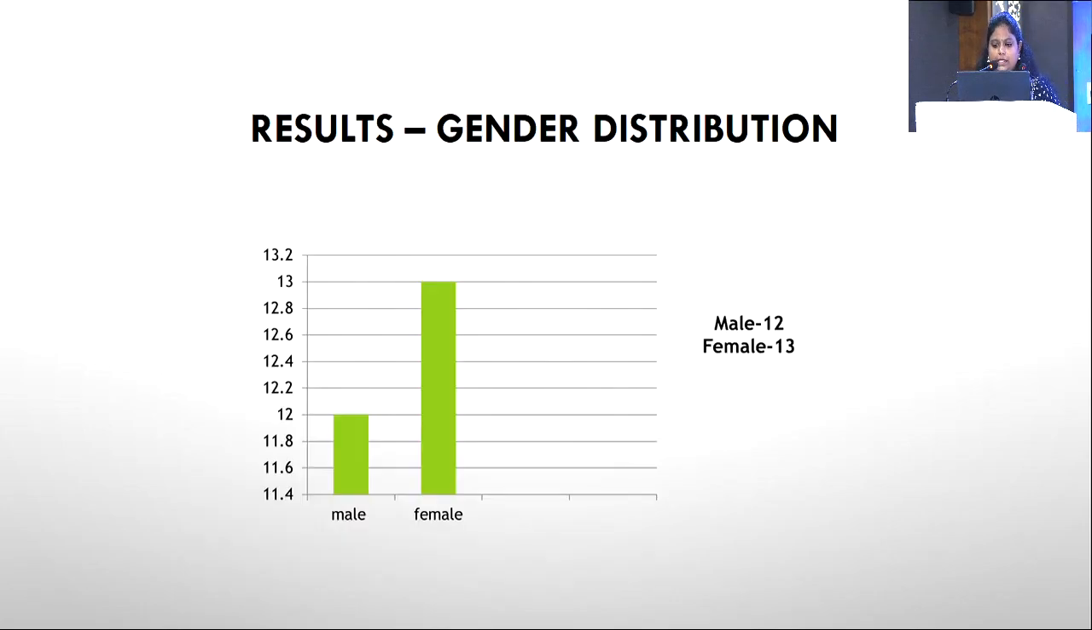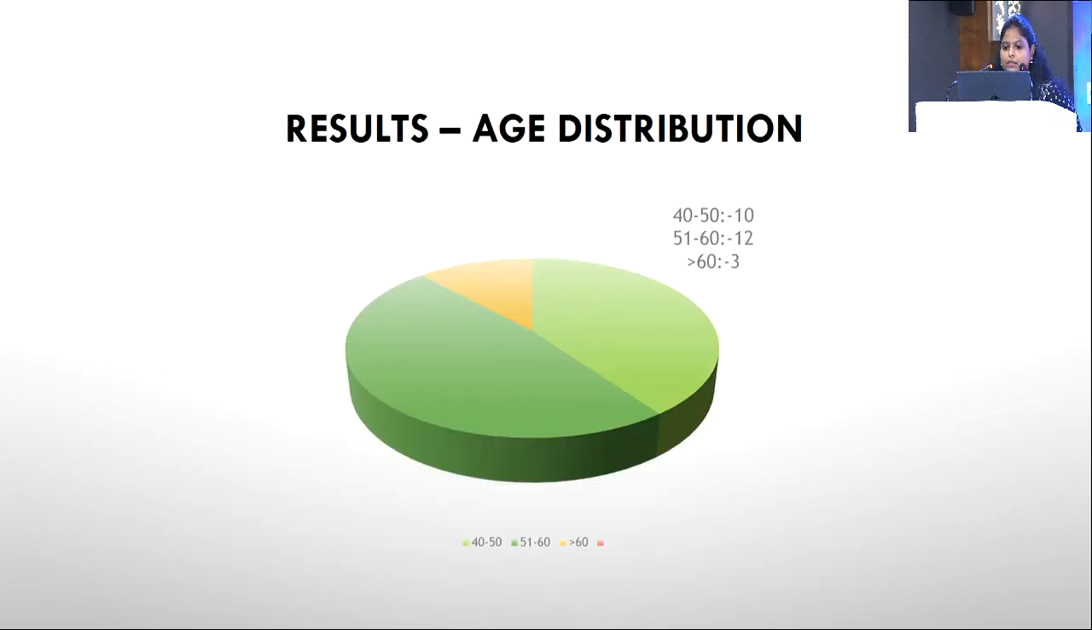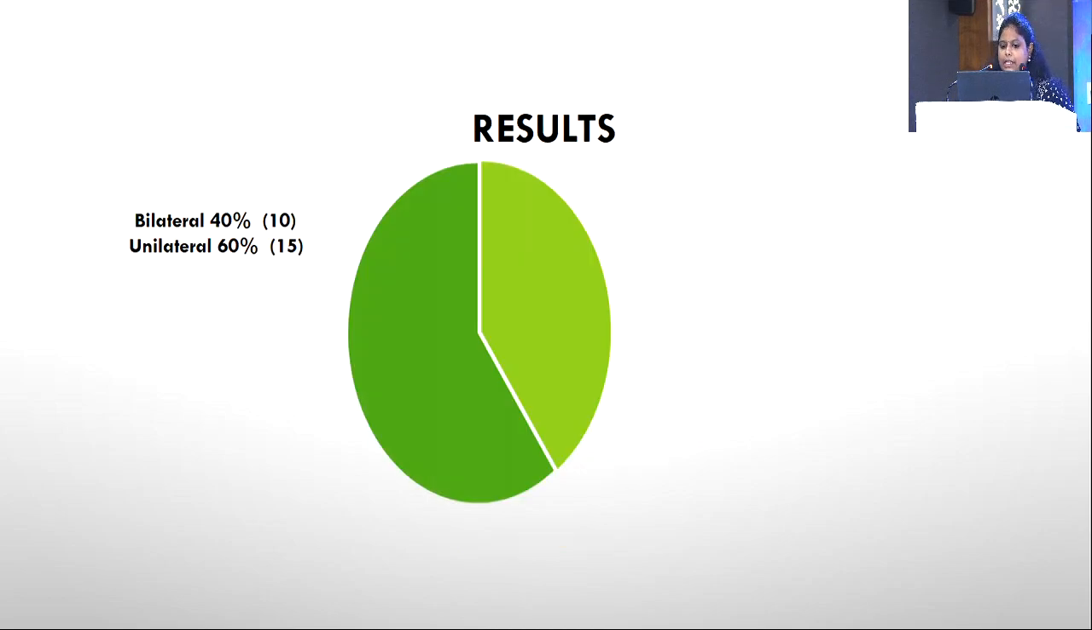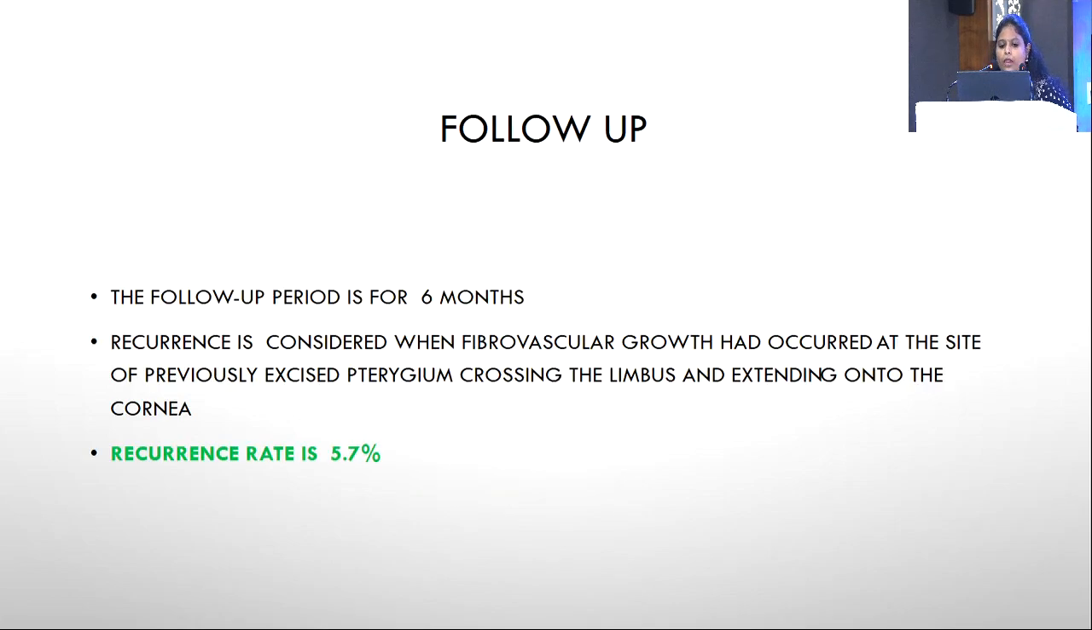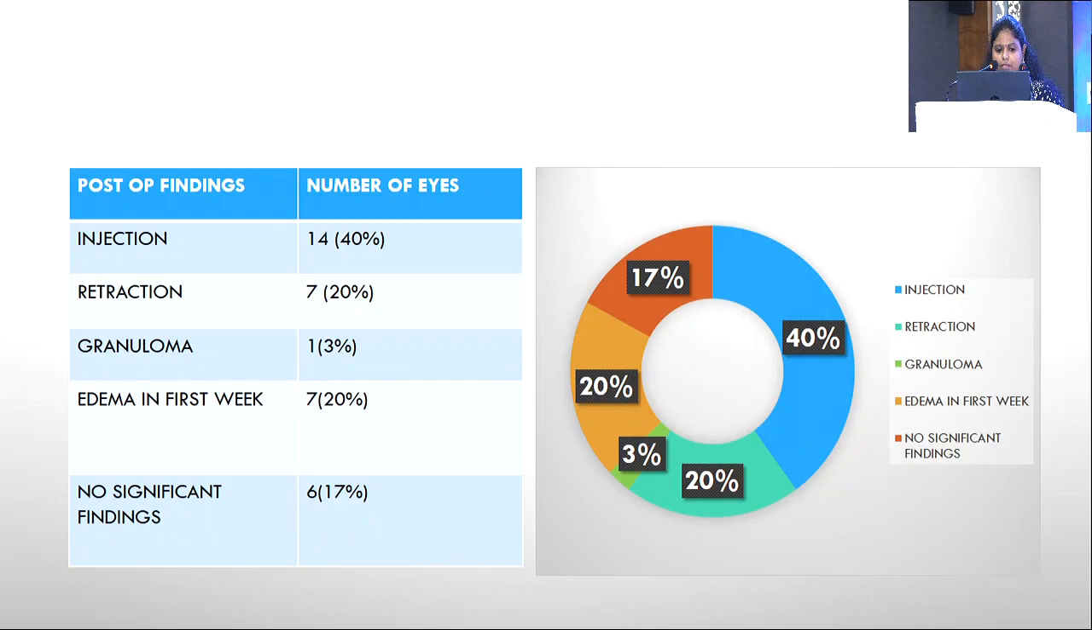And coming to the results, males were 12 and females were 13. In age distribution, 40 to 50 years were 10, 51 to 60 were 12, and more than 60 were 3. Bilateral was 40% and unilateral was 60%. The follow-up period was 6 months, and recurrence is considered when fibrovascular growth has occurred at the site of previously excised pterygium, crossing the limbus and extending onto the cornea. The recurrence rate of my study is 5.7%.